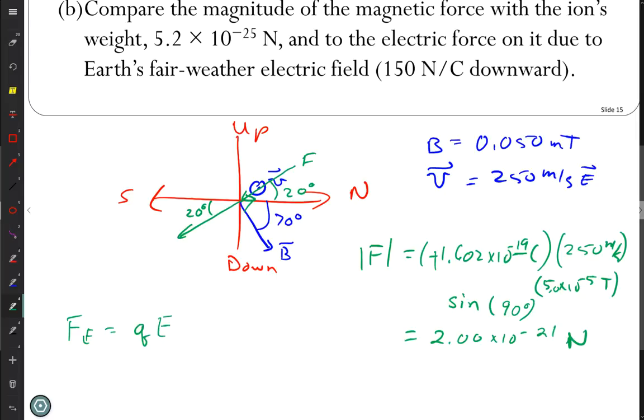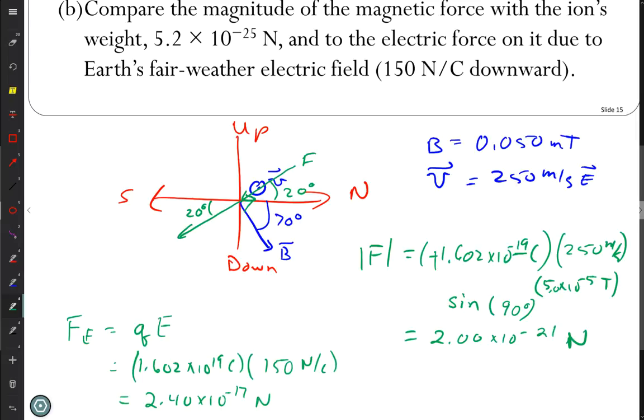Q times E for the electric force. So that's going to be 1.602 times 10 to the minus 19. Once again, I'm just using the magnitude times 150, which is 2.40 times 10 to the negative 17.